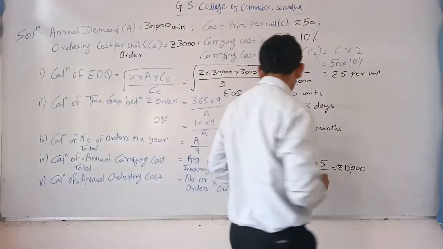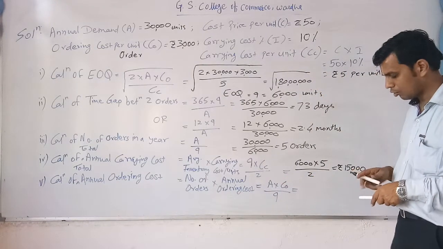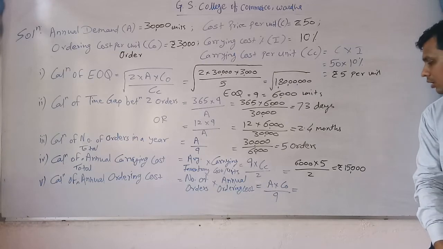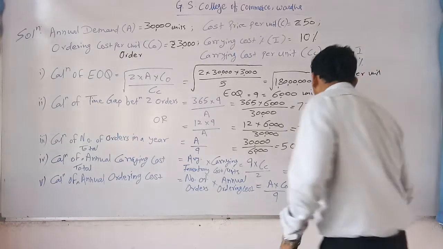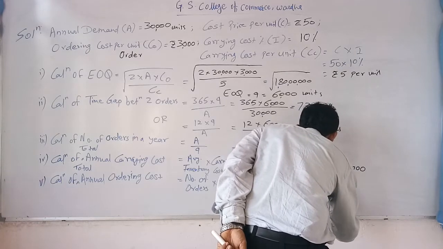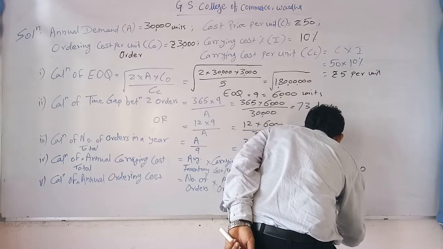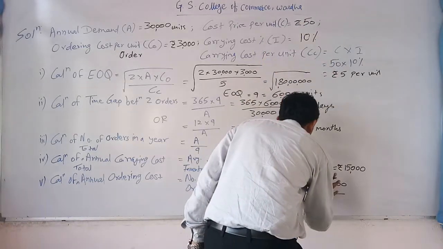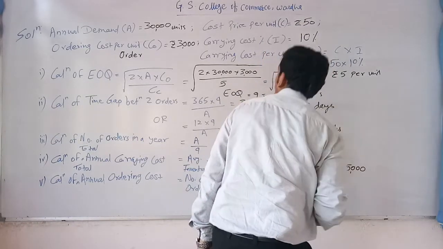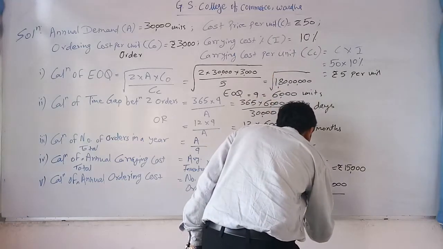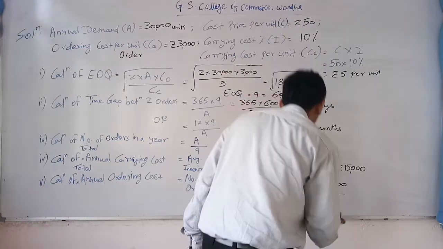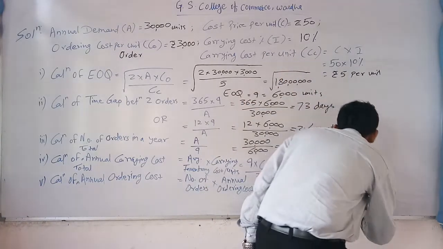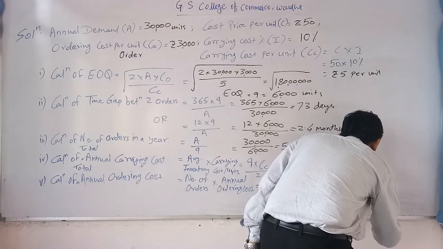Then calculation of total annual ordering cost, that is number of orders into ordering cost. The formula says A multiplied by ordering cost, that is CO, divided by Q, that is our EOQ. So we put the values: annual demand was 30,000 units, 30,000 multiplied by 3,000 divided by Q, which was 6,000 units. So we get our answer again as 15,000.